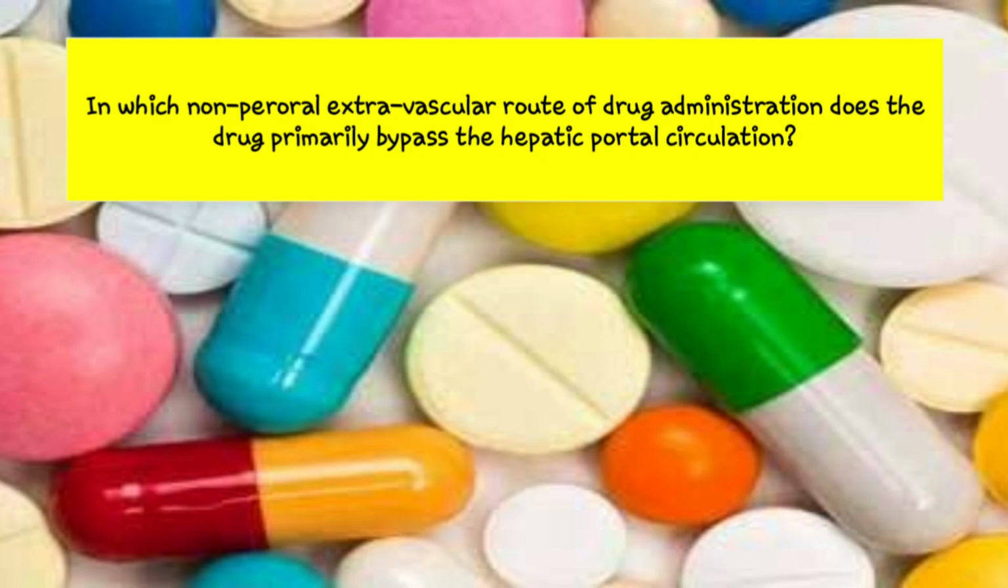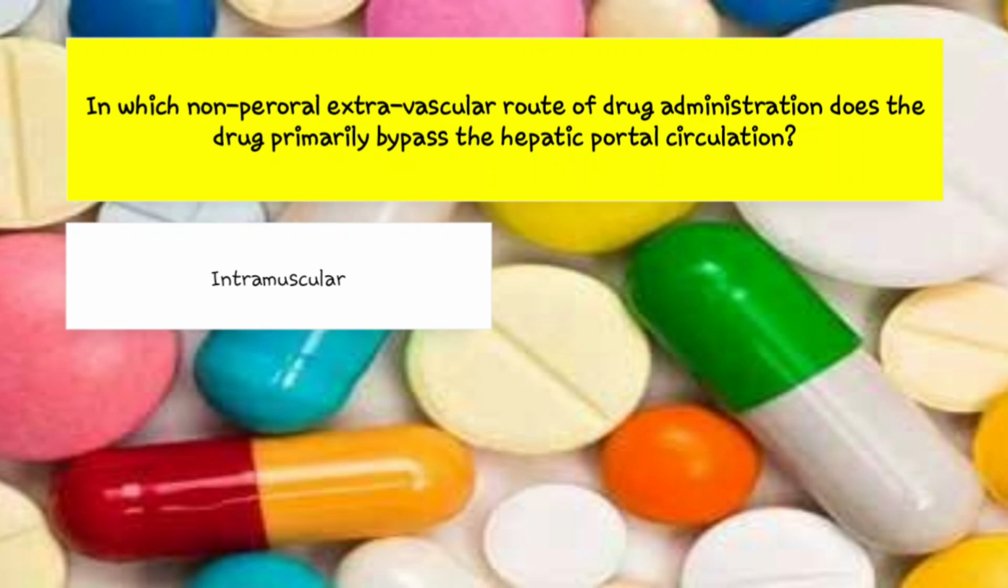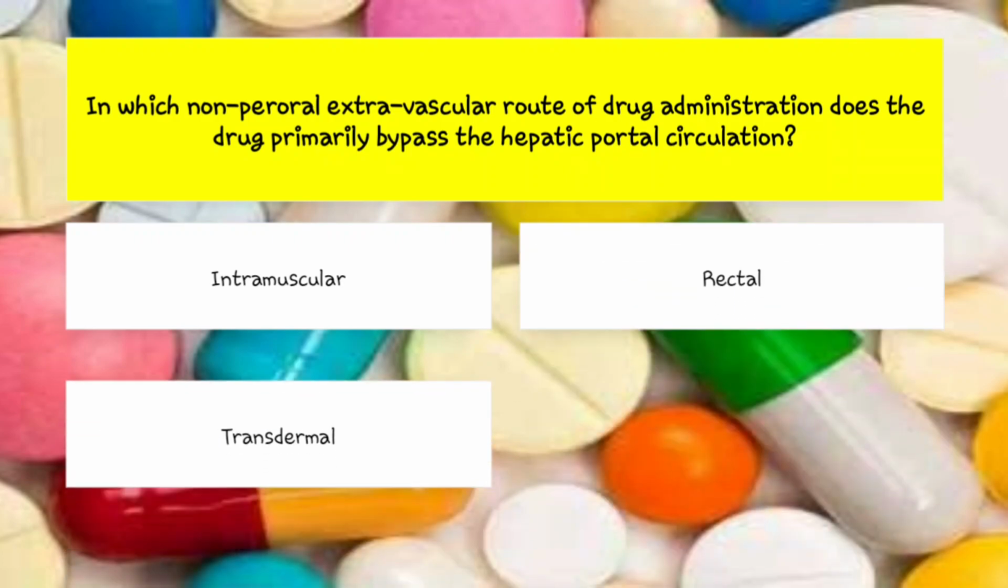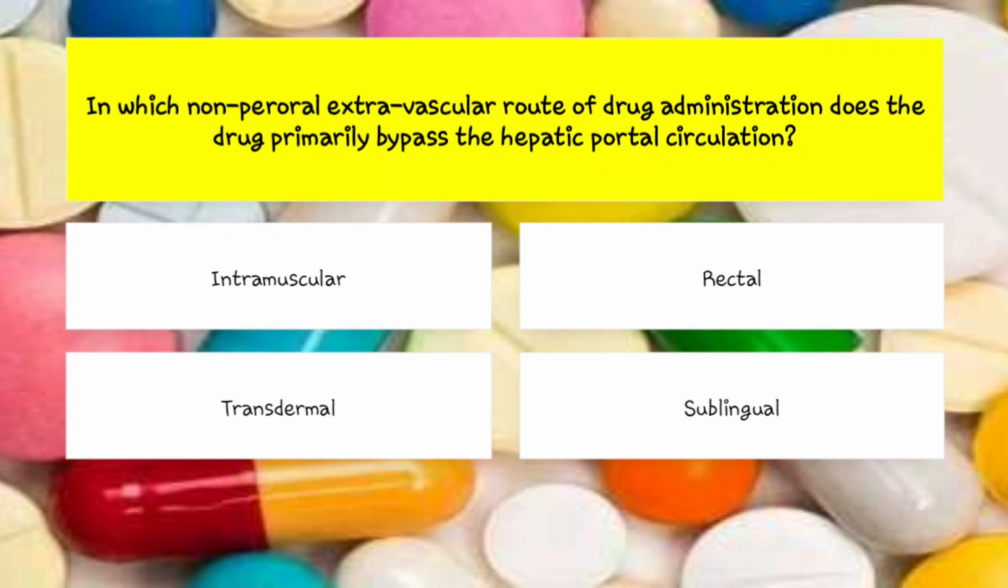The question is, in which non-peroral extravascular route of drug administration does the drug primarily bypass the hepatic portal circulation? And the options for this question are intramuscular, rectal, transdermal, or sublingual. You can think for the right answer within the given time.